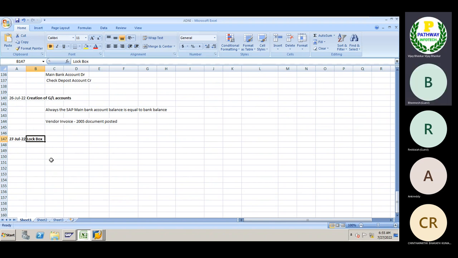Okay, so first, we need to understand the process of the lockbox. For what purpose is the lockbox maintained? Now let's say, for example, I will give an example.